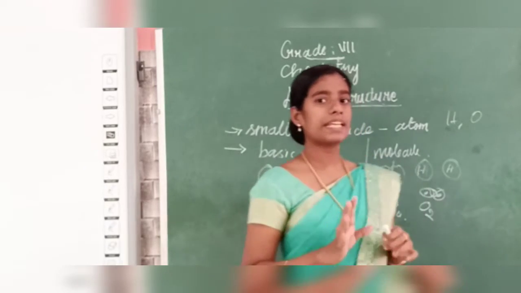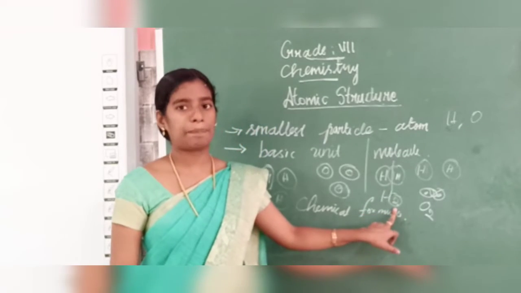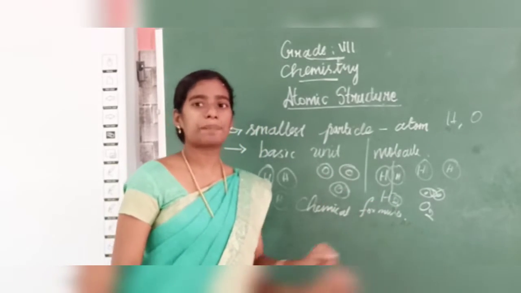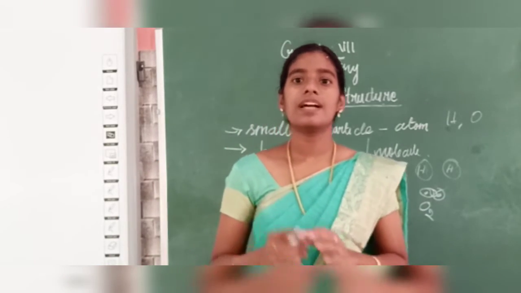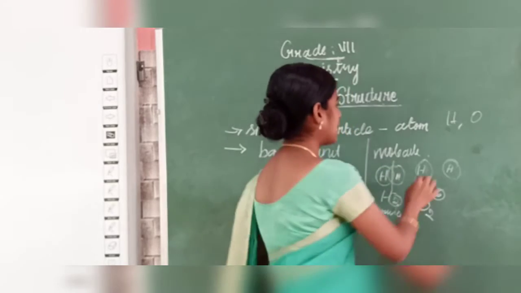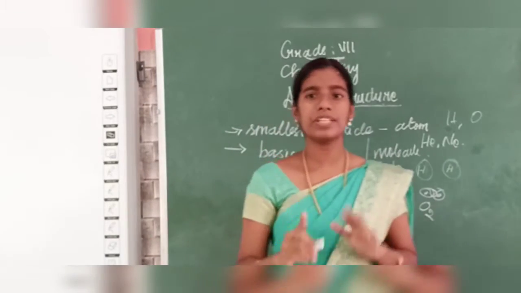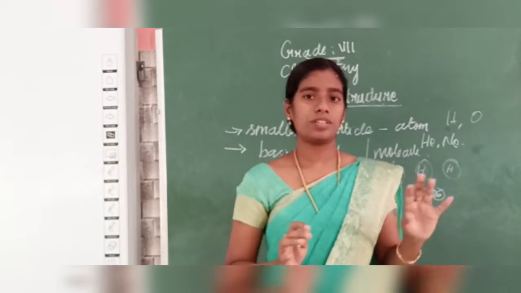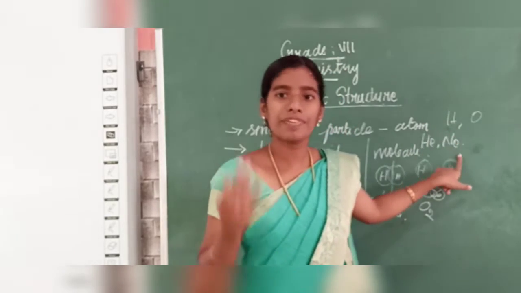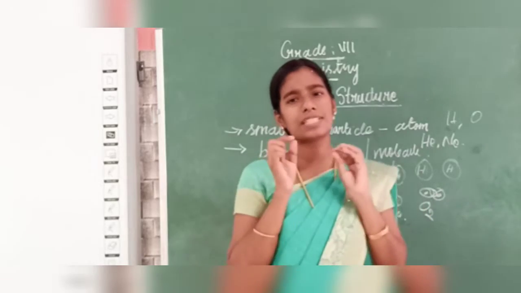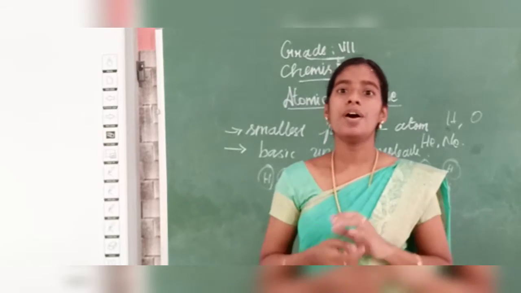This molecule representation has a number here. What does this number represent? This number represents the number of atoms present in the molecule. In some elements like helium and neon, only one atom is enough to form a molecule. The chemical formula for helium is He. The chemical formula for neon is Ne. Like this, for some elements, one atom is required to form the molecule.